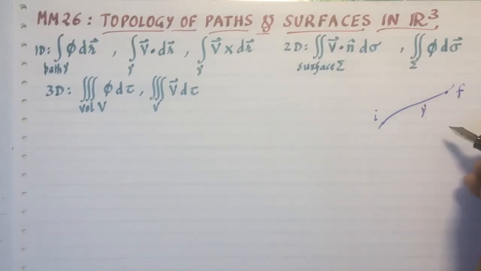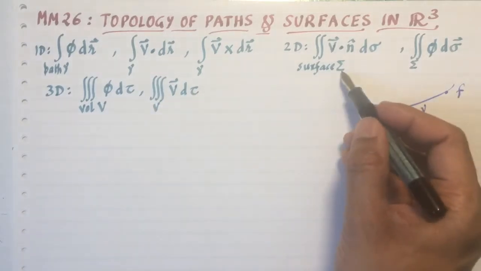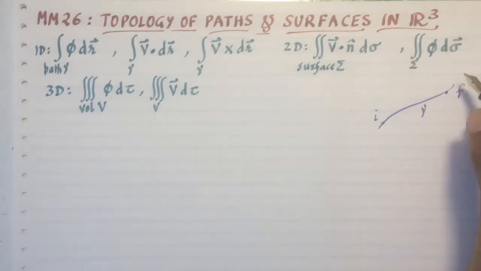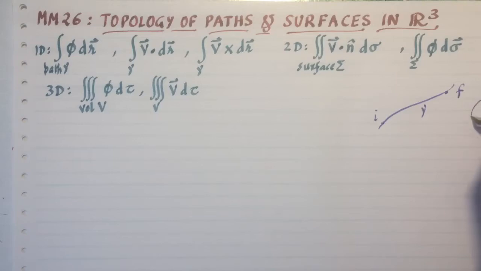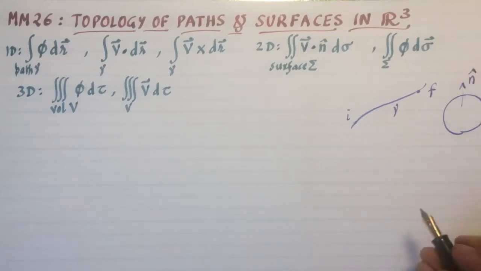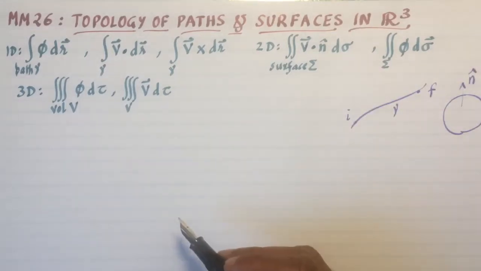Or if you're integrating over a surface, such as a double integral over the surface, then you also have to talk about how the surface may be oriented, if it's got an outward normal or an inward normal. So the normal vector has to be specified in that case.